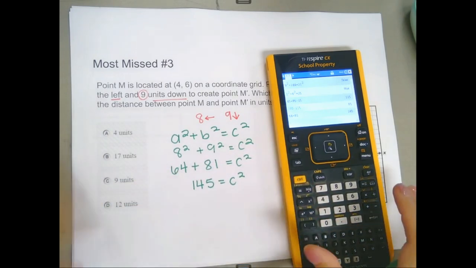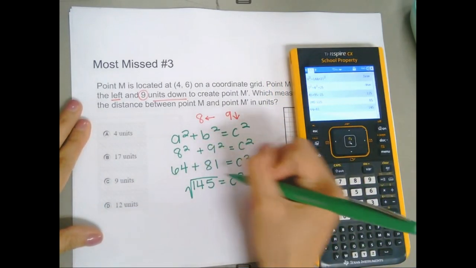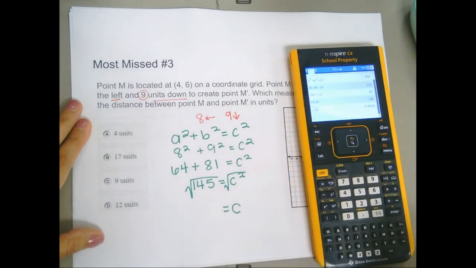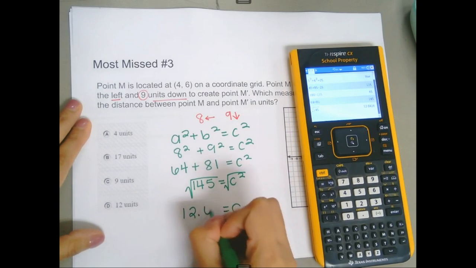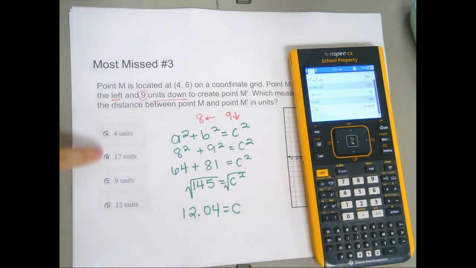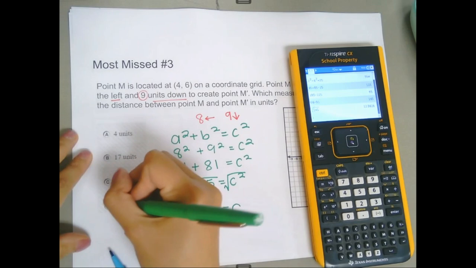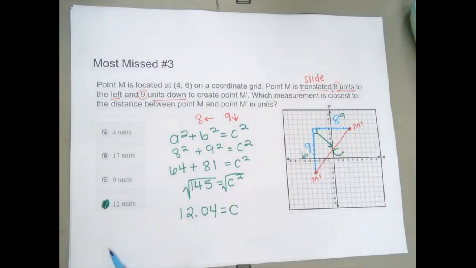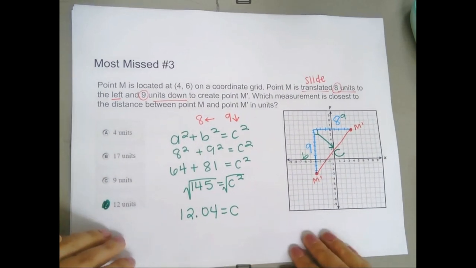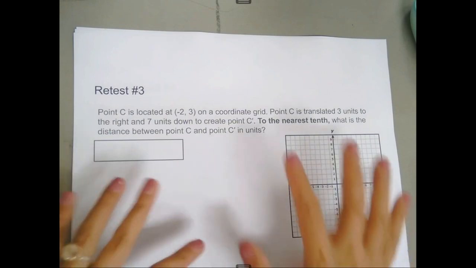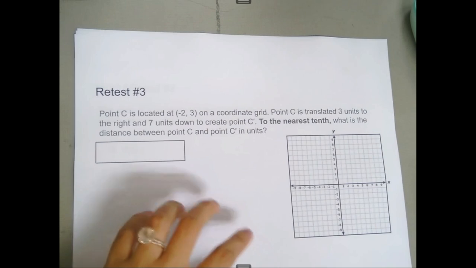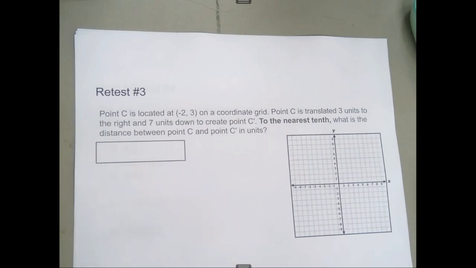But I'm not done. I have one more step to do. I need to make sure to take the square root. And that's going to give me c equals 12.04. So if I look at these answer choices, the only possibility is D. Okay? Make sure you have all this work on most miss question number 3. Now you're going to work retest question number 3. Make sure you put your answer in the box and you answer this question on the Edpuzzle.